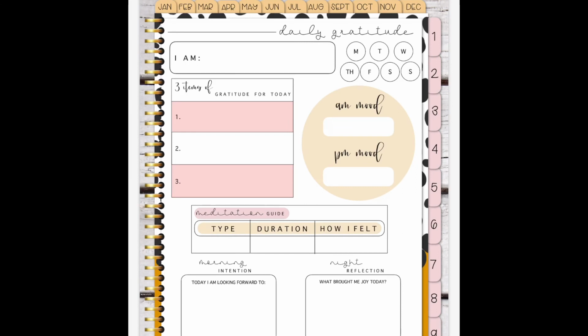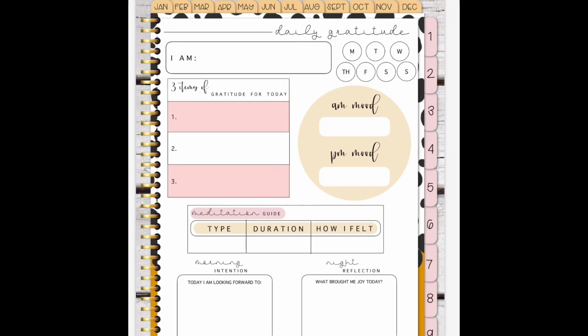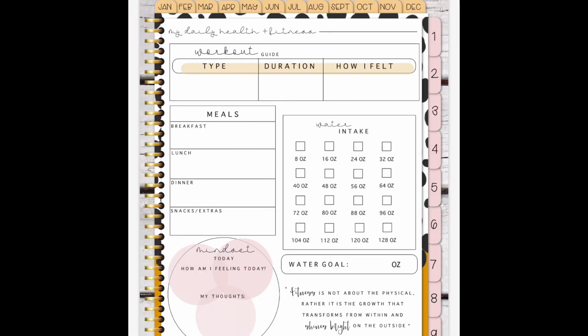And then your daily gratitude spread, you can go ahead and put in your mood for the morning. How are you feeling? Your I am statement. What are 3 things that you're grateful for today? If you did meditation, what type of meditation, how long, and how did you feel during it? And a little space at the bottom to give you an intention for your morning. So what are you looking forward to today? What's your intention for the day? And then at nighttime, what's your reflection? So what was the thing that brought you joy? And you can fill that out each day.